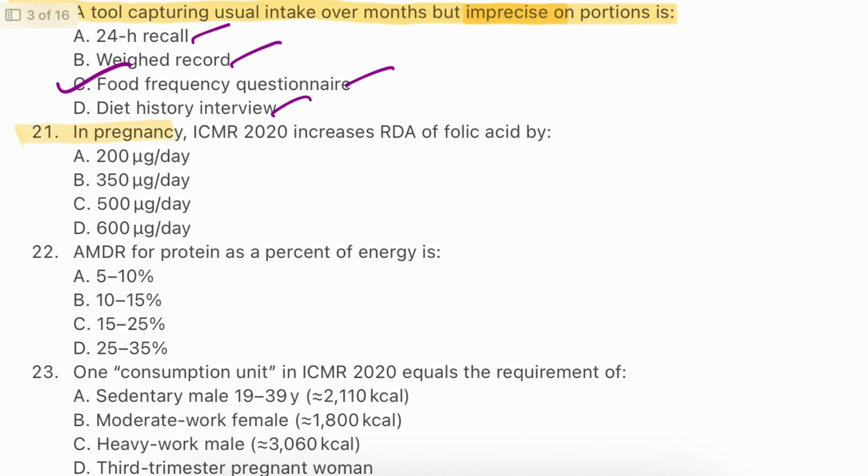Question number 21. In pregnancy, ICMR 2020 increases the RDA of folic acid by: 200 µg per day, 350 µg per day, 500 µg per day, 600 µg per day. The answer will be D, 600 µg per day. ICMR increases folic acid to 600 µg per day during pregnancy to support fetal growth.